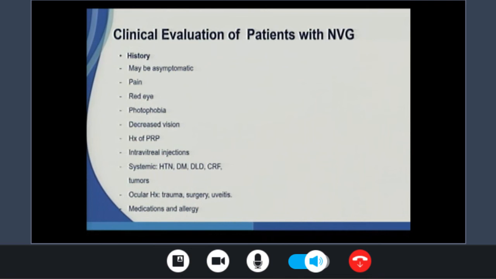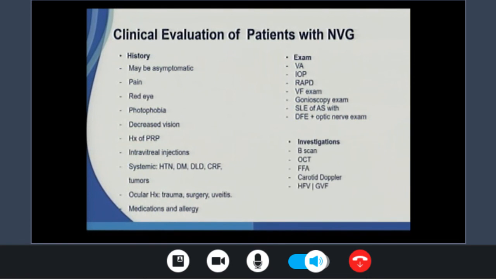Systemic diseases are very important in reaching the etiology of the neovascular glaucoma. Ocular surgeries, ocular trauma, medications, including drops and systemic medications, and medication allergy. Clinical examination ideally would include vital signs, in addition to the visual acuity, intraocular pressure, pupil examination, confrontation visual field, a slit lamp examination of the anterior segment with gonioscopy if the view allows, dilated fundus examination, and disc assessment. And depending on your history and exam, you can proceed for investigations, including B-scan, OCT, FFA, carotid Doppler, Humphrey versus Goldmann visual field.